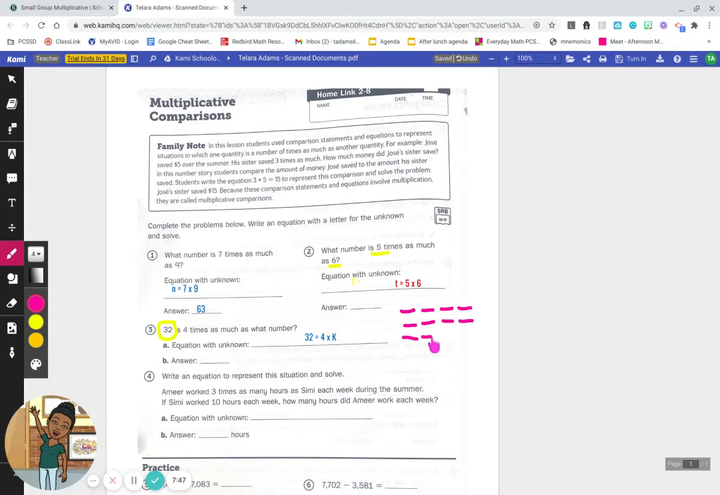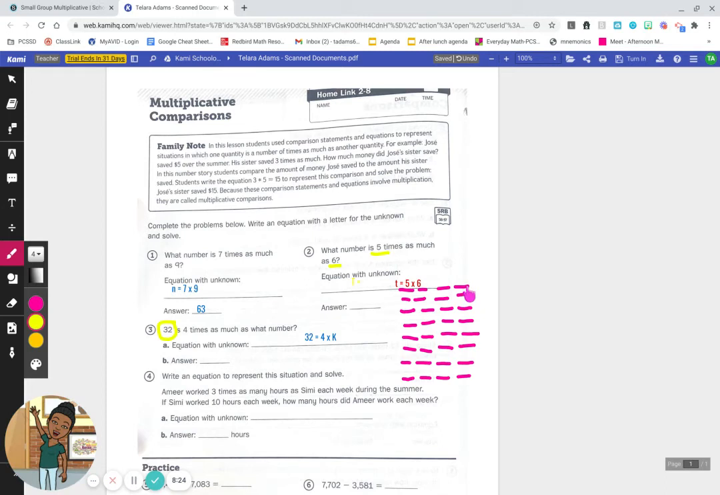9, 10, 11, 12, 13, 14, 15, 16, 17, 18, 19, 20, 21, 22, 23, 24. So now I have 32 little lines. I'm just trying to solve this division problem in case I don't know. So if I have 32 lines and 4 groups, how many groups did I make?